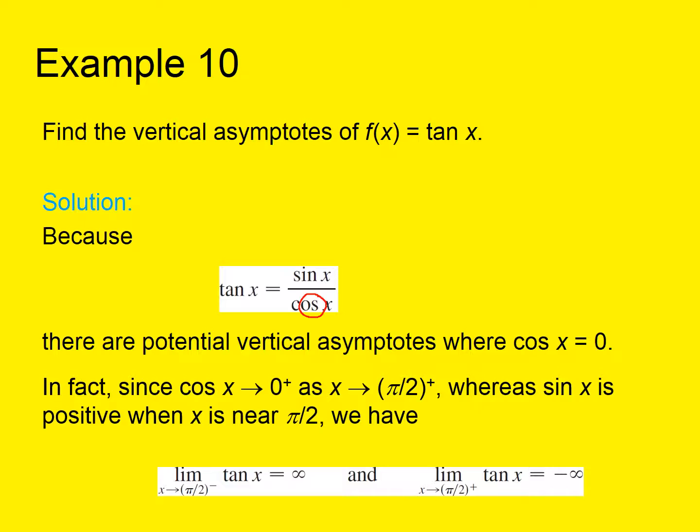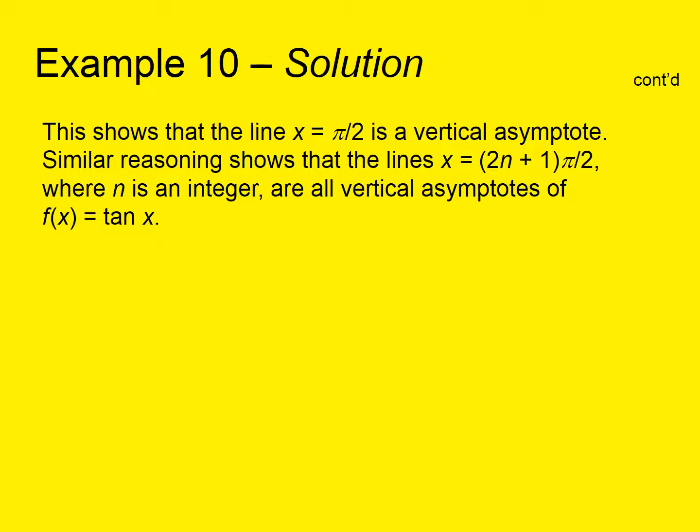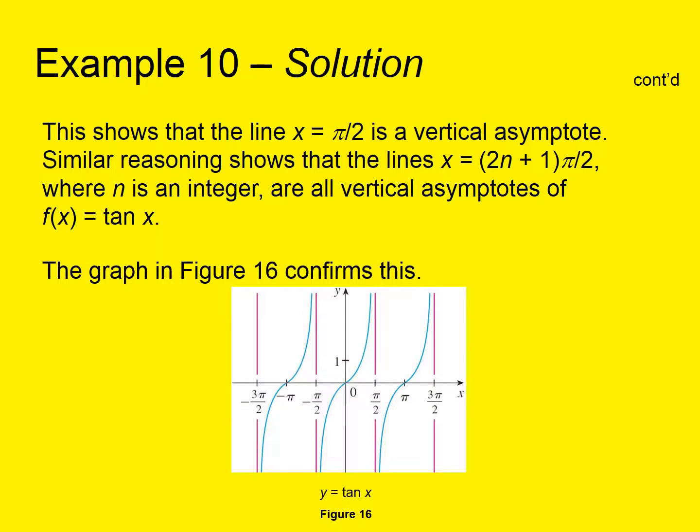The limit as x approaches pi over 2 from the left. Okay, x is approaching pi over 2 from the left. Now, the function is tan, which is not a wave. It's a periodic function with period pi. But it's going to blow up there, and as we approach pi over 2 from the right, it's going to plummet. So tan is going to have many cycles of this type. This shows that the line x equals pi over 2 is a vertical asymptote.